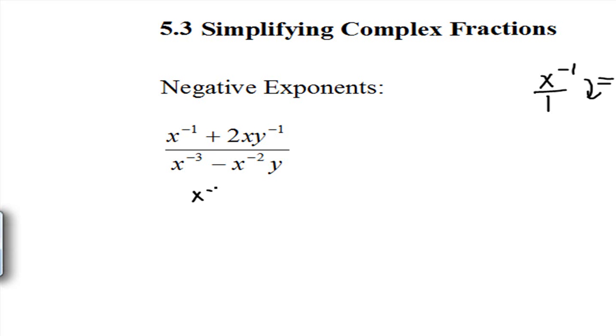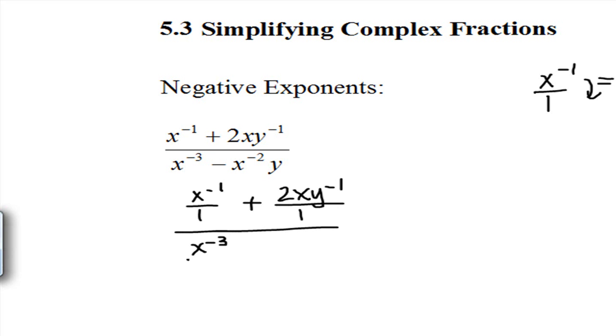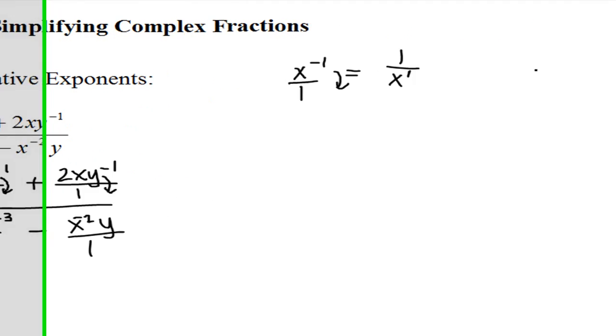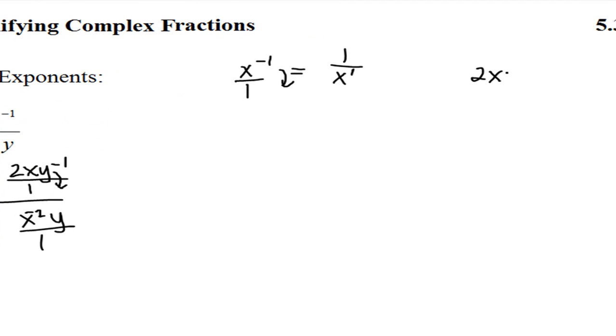So I'm going to write it x to the -1, think of it as over 1, plus 2xy to the -1, think of that whole thing as over 1. And then I have x to the -3 over 1, and then minus x to the -2y, whole thing over 1. And what I'm going to do now is just move the pieces that have a negative exponent. My 2x, let's pull that to the side and think about it for a minute. I have 2xy to the -1 all over 1.